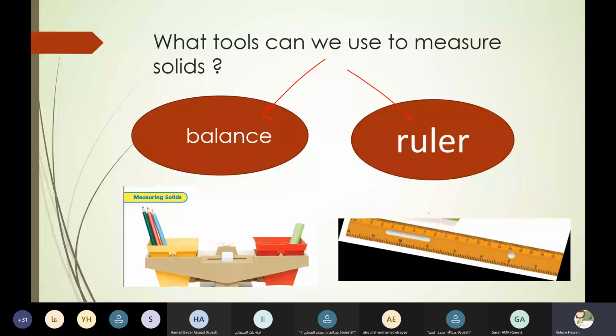Yes, Marzu. Yes, teacher. You're welcome. How can we measure the solid? What? How can we measure the solids by the? Ruler. Amazing. It's one tool. Thank you so much, Marzu. Yes, Basil. How can we measure the solid, Basil? Yes, teacher. I am Basil. Yes, Basil. How can we measure the solids by the?